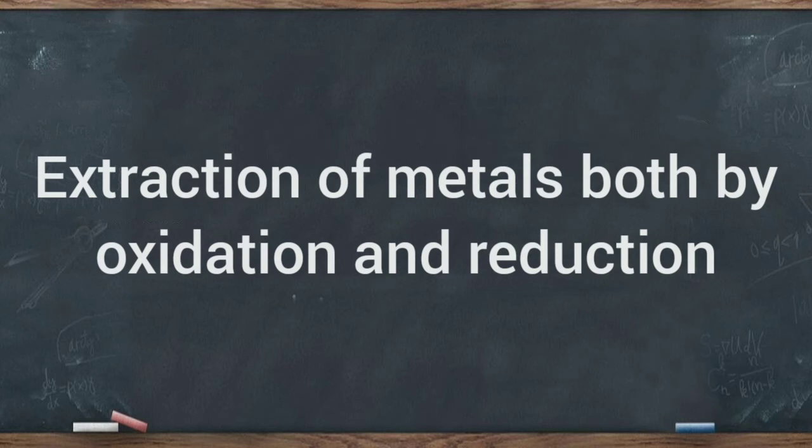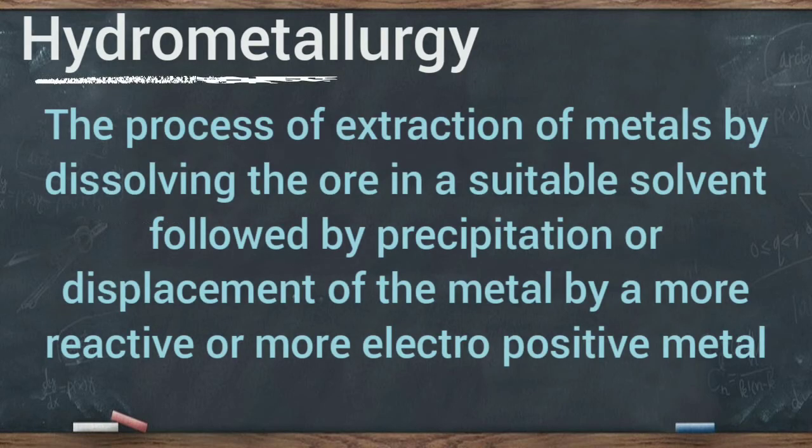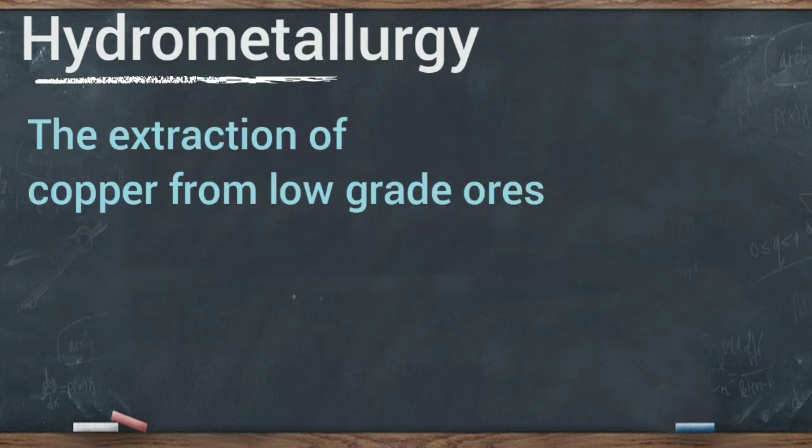Now the next topic to study is the extraction of metals both by oxidation and reduction. Here we have one new term. It is hydrometallurgy. The process of extraction of metals by dissolving the ore in a suitable solvent followed by precipitation or displacement of the metal by a more reactive or more electropositive metal is called hydrometallurgy. The extraction of copper from low-grade ores, silver and gold are the examples of hydrometallurgy.